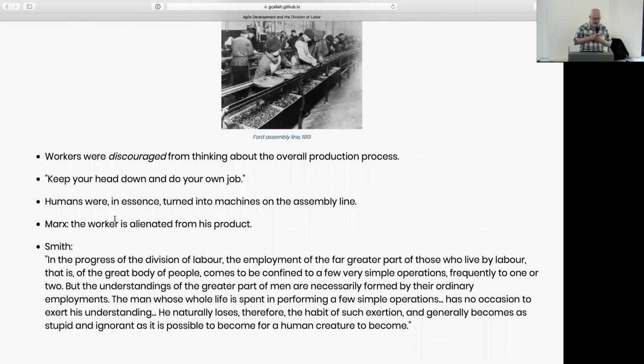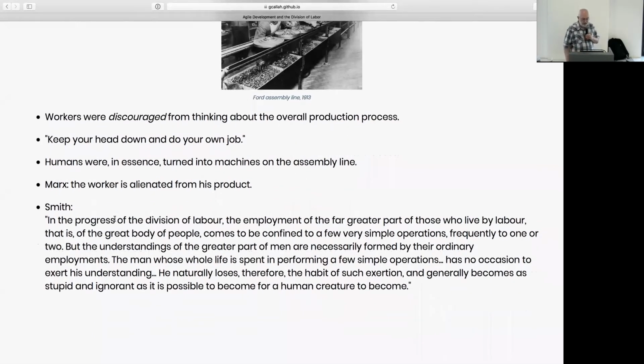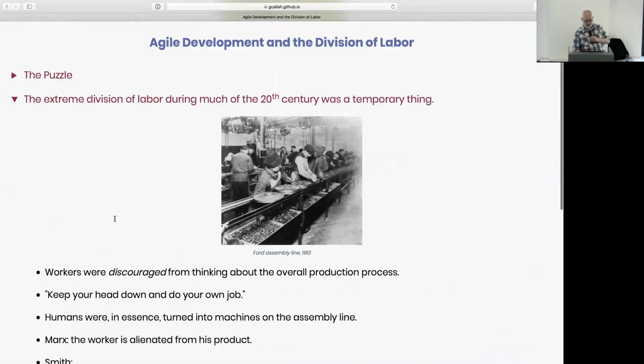And right in The Wealth of Nations, he says, "In the progress of the division of labor, the employment of the far greater part of those who live by labor comes to be confined to a very few simple operations, frequently to one or two. But the understandings of the greater part of men are necessarily formed by their ordinary employments. The man whose whole life is spent in performing a few simple operations has no occasion to exert his understanding. He naturally loses, therefore, the habit of such exertion, and generally becomes as stupid and ignorant as it is possible to become for a human creature." We have too many "becomes" there.